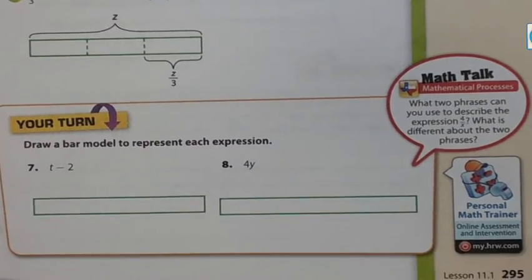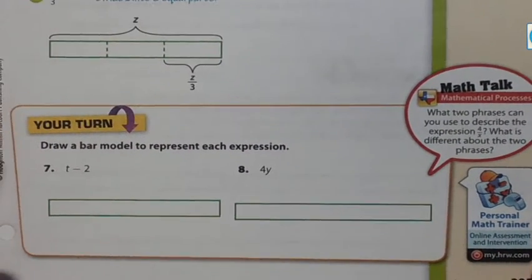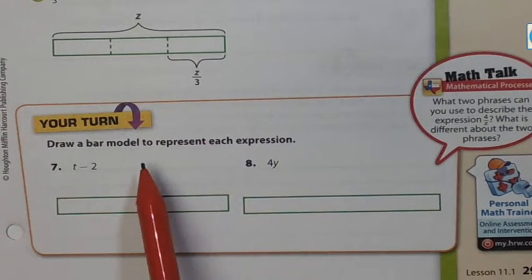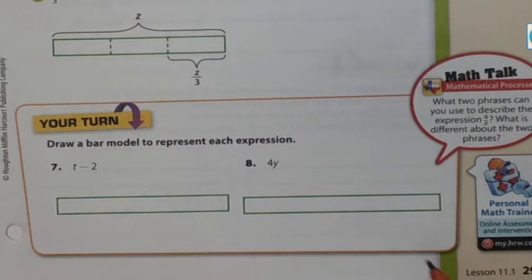Okay, and for the last part, I want you guys to actually take out page 295, and we're going to look at the your turn down here at the bottom. So go ahead and take out 295 and go to the very bottom at number 7 and 8 for me, please.